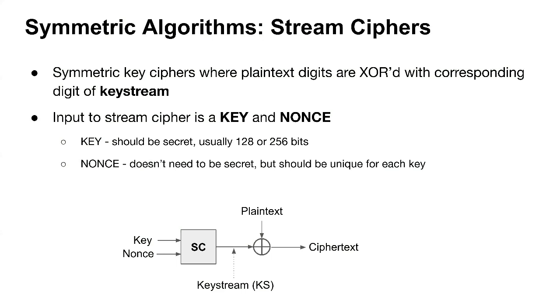Next up is stream ciphers. This is a symmetric key cipher where plain text digits are exclusive-ORed with a random key stream of bytes. An input to a stream cipher is a key and a nonce, where the key should be secret. It's usually 128 or 256 bits. But the nonce doesn't necessarily need to be secret, it just needs to be unique for each key.